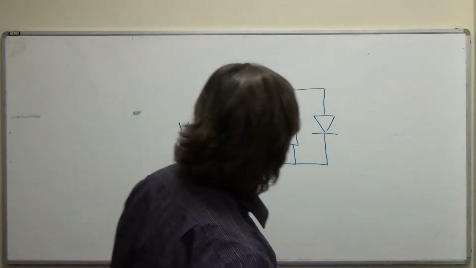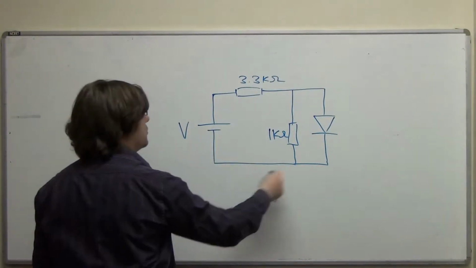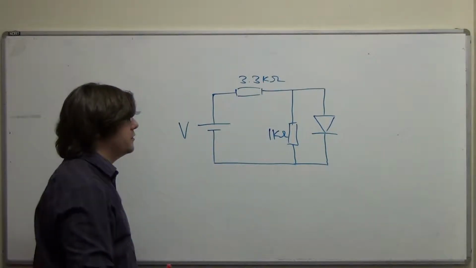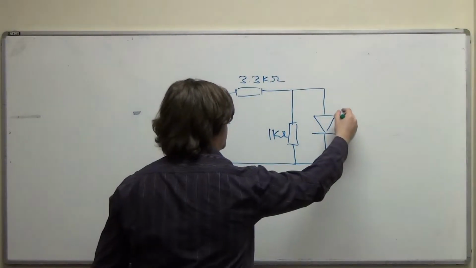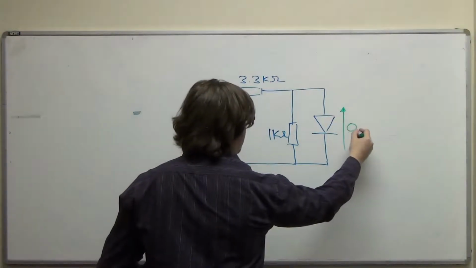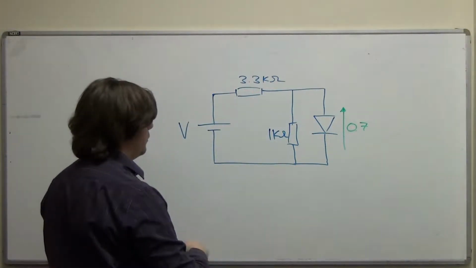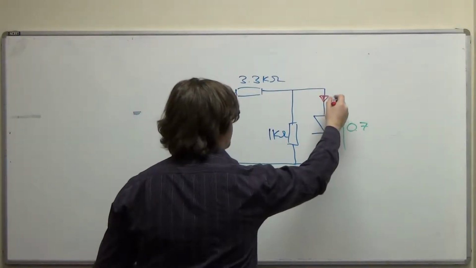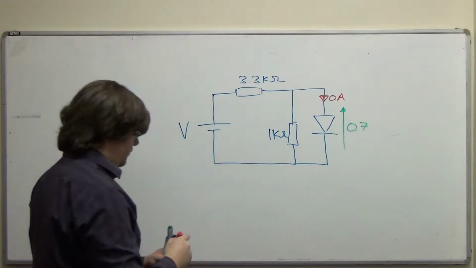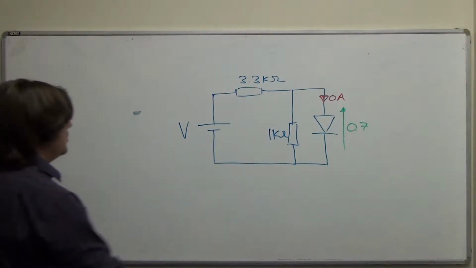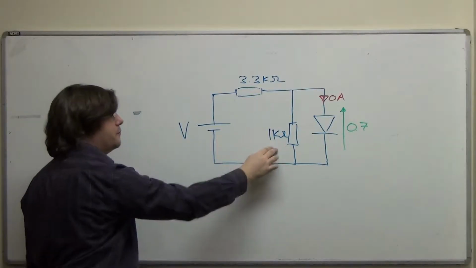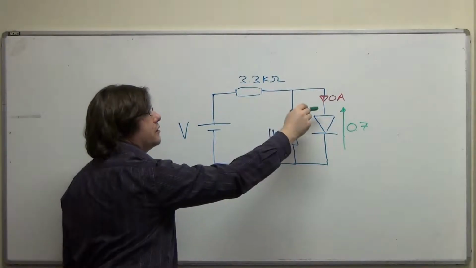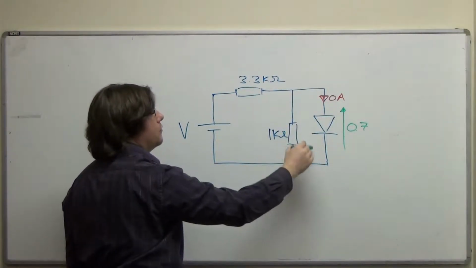And we want to know what we have to do to this source to make this diode on the point of conduction. Well, we know that on the point of conduction means 0.7 volts anode to cathode, and no current through the diode. Well, okay, so this bit here is just a potential divider. If there's no current in the diode, you don't have to worry too much about what's going on here.